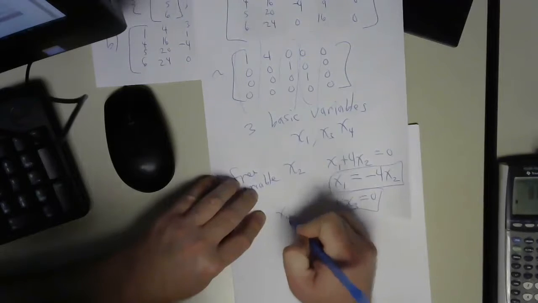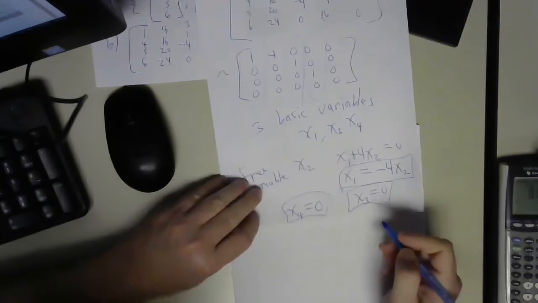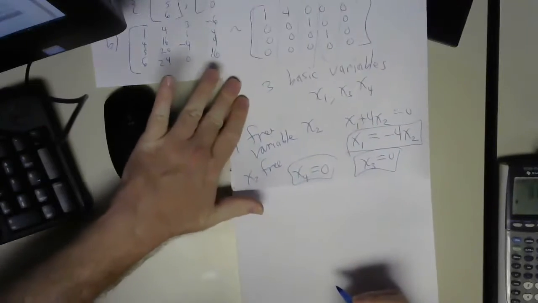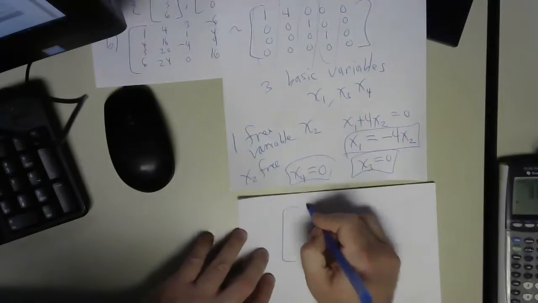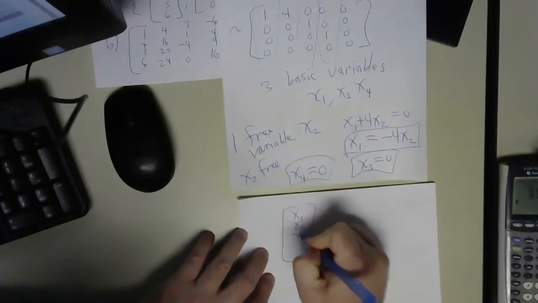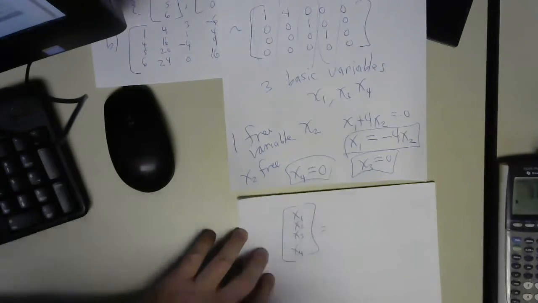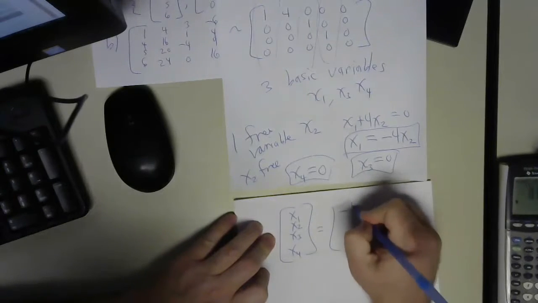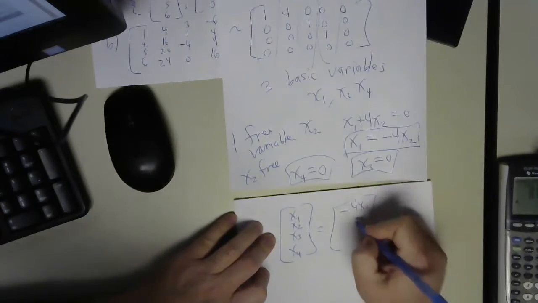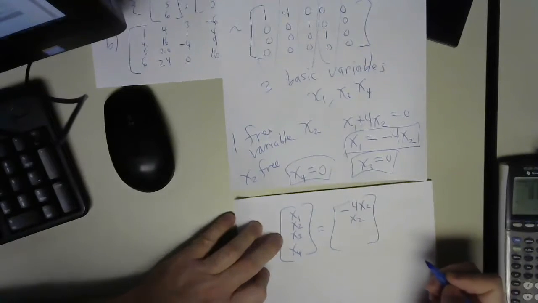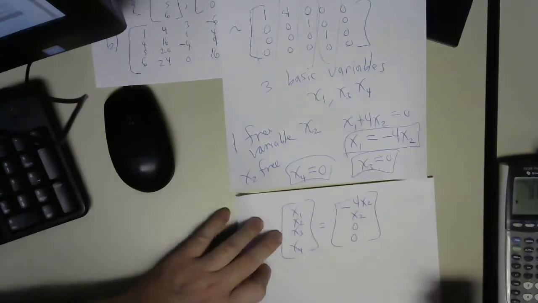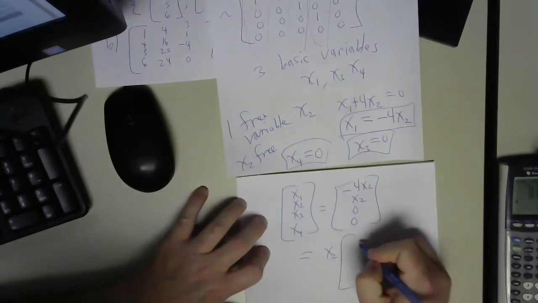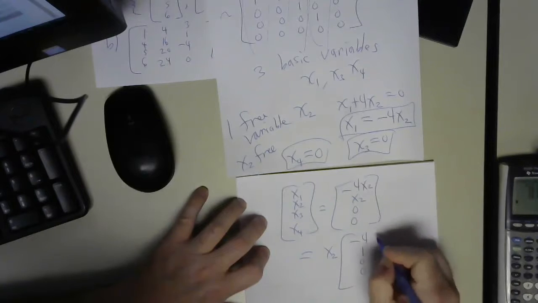Okay. But x2 is free. So let's characterize that with a single vector. It's a 4 by 1. Remember, every solution looks like a vector of this form because it's in R4. But x1 is negative 4x2. x2 is just x2 because it's free. x3 is 0 and x4 is 0. So I suppose we could factor out the x2. That'd give us negative 4, 1, 0, 0.